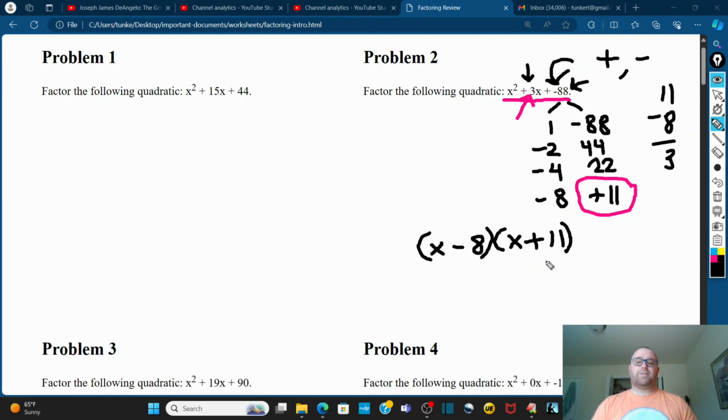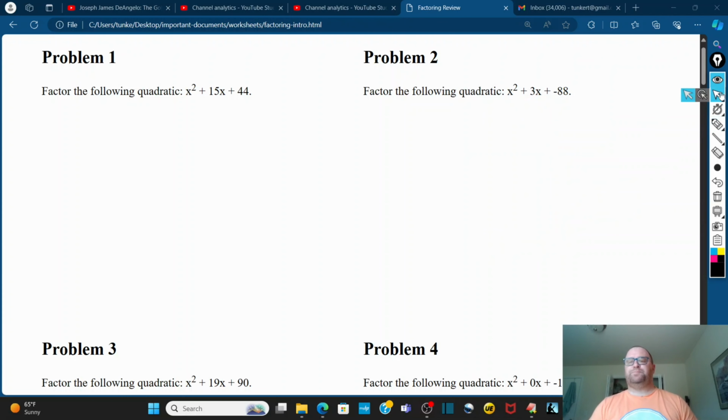You could also have the x plus 11 first and the x minus 8 second. Now, you guys can go ahead if you want, do the Punnett square, FOIL, or double distribution to check, see that we get back to our original quadratic here. But I'm going to move on to the next one, so I'm going to get rid of this stuff on the screen, and we'll go to the next one.